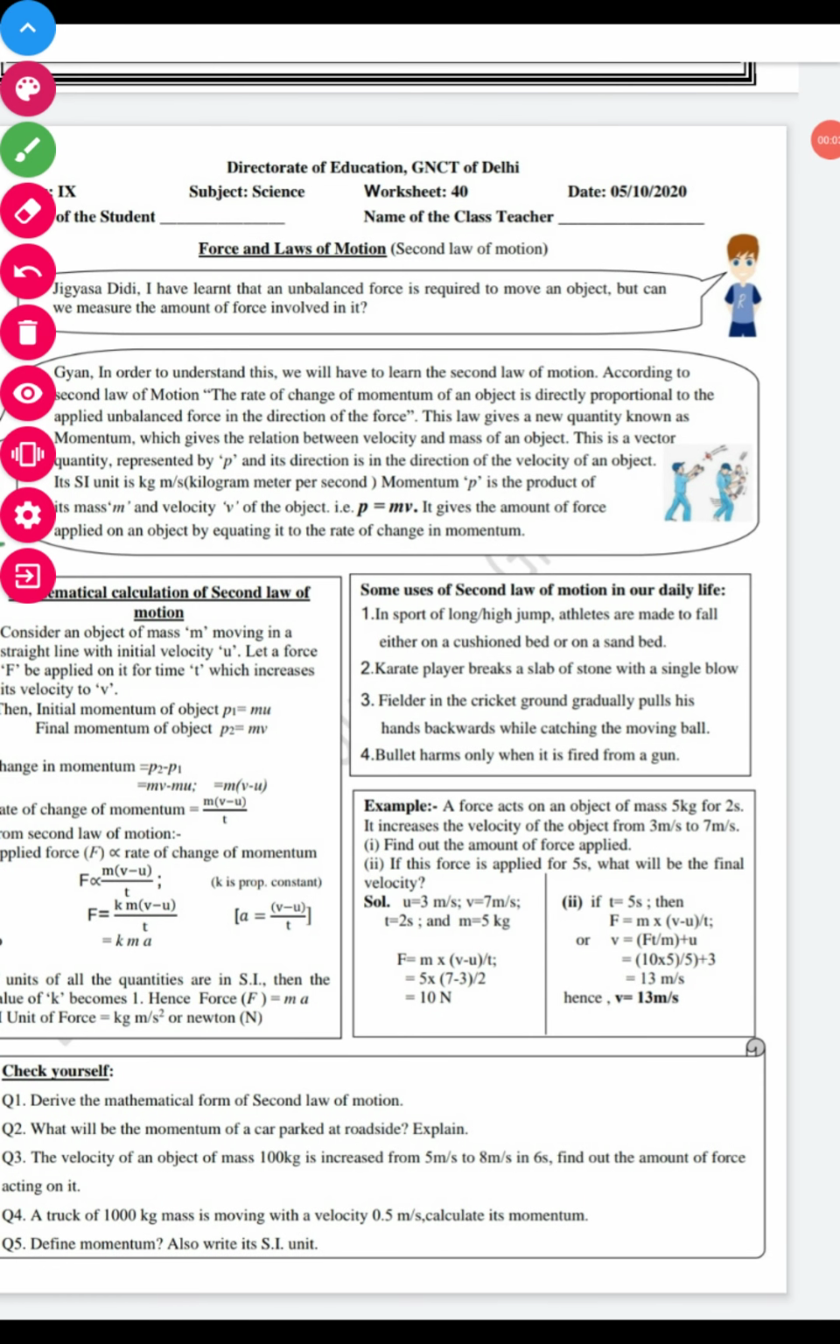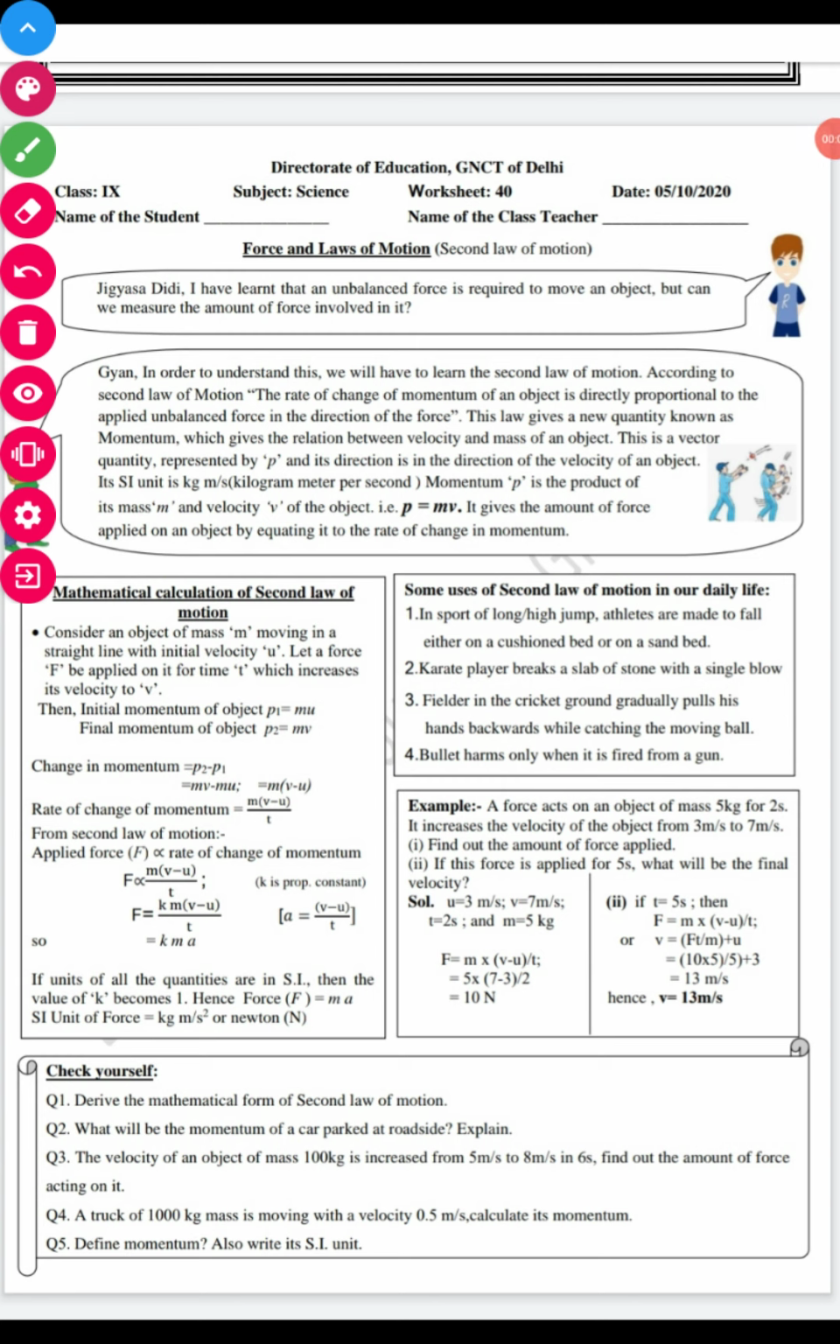Good morning, students, and today once again we are here to discuss RDA worksheet 40 from your chapter Force and Laws of Motion, and today we will discuss the second law of motion. According to the second law of motion, the rate of change of momentum of an object is directly proportional to the applied unbalanced force in the direction of force.